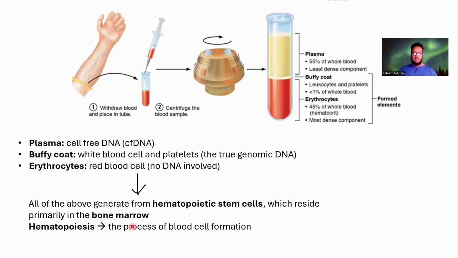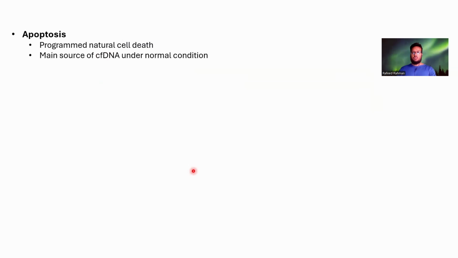Now, I'm talking about hematopoietic cells for a reason, because in the last slide, I am talking about clonal hematopoiesis. Clonal hematopoiesis is a very important topic for cfDNA. Next, let's talk about sources of cfDNA, like how does cfDNA appear in the blood.